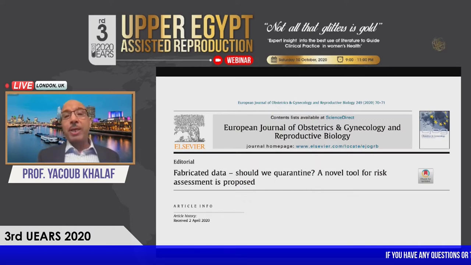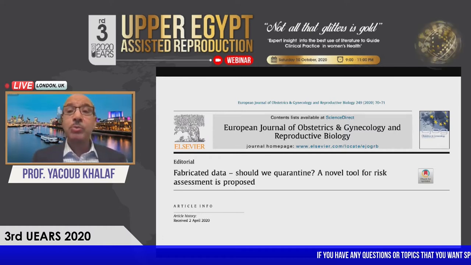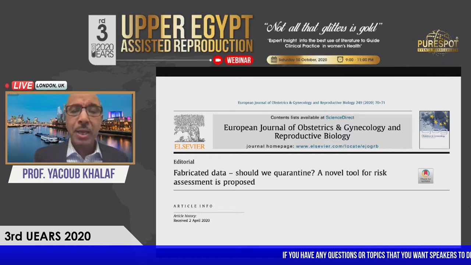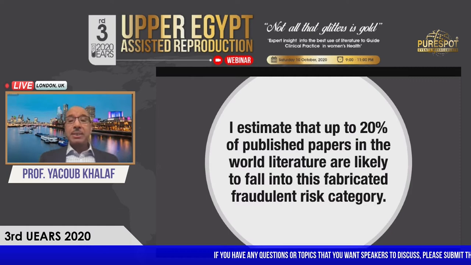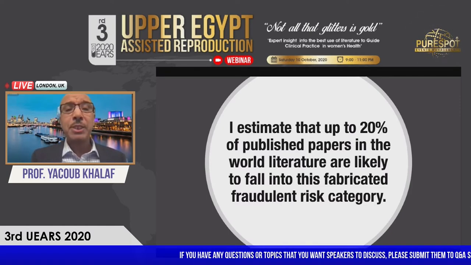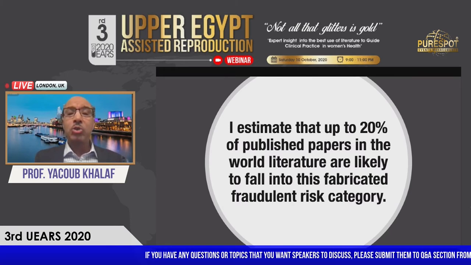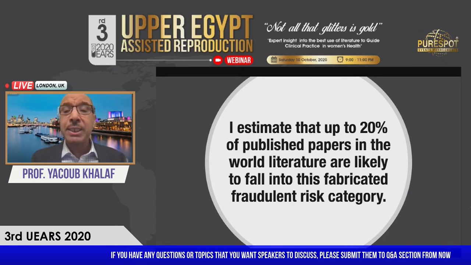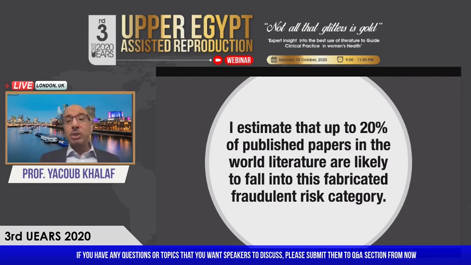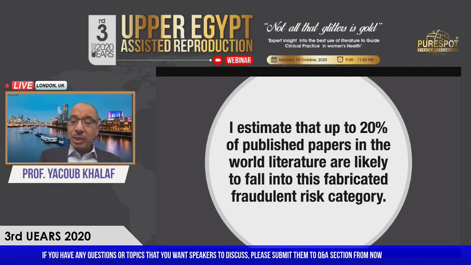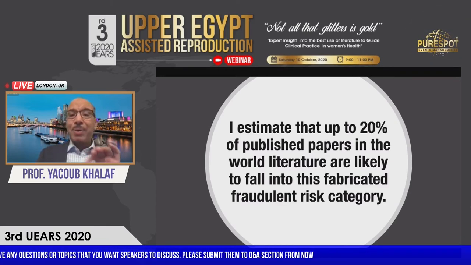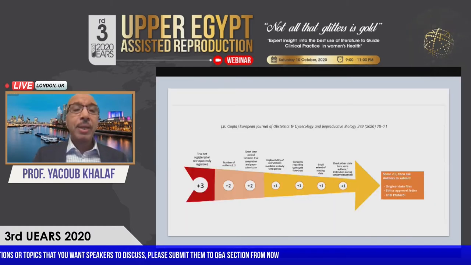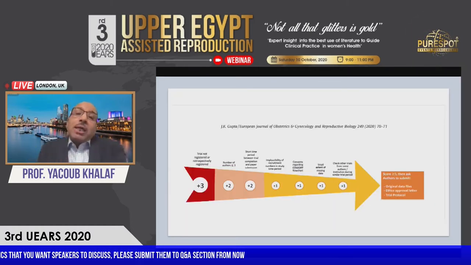Now, it has been topical recently, the issue of fabricated data. And I cited the editorial that was published in the European Journal by Janesh Gupta, because it has some important learning points. One, it is his assertion that up to 20% of published papers in the world literature are likely to fall into this fabricated, fraudulent risk category. He did not indulge in just making that assertion. He gave us some indicators as to how and when we see the alarm bells ringing when we read a paper, and gave us a helpful guiding score.